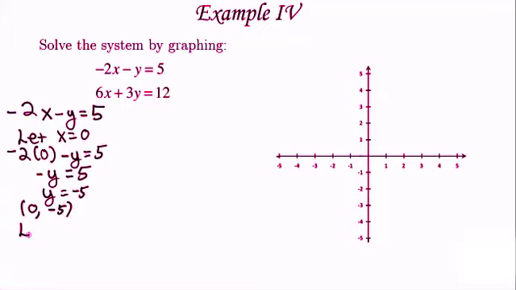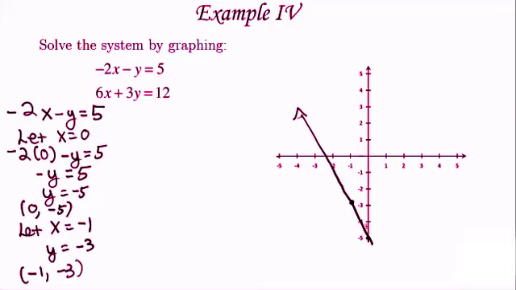For my second point, I'm going to let x equal negative 1. And if I insert that in here, I'm going to find that y equals negative 3. I have 2 points. I have my first point as the y-intercept. When x is 0, y is negative 5. For my second point, x is negative 1, y is negative 3. So I'm all set to connect these points and form a line.